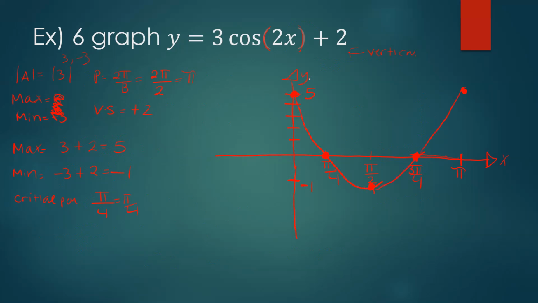So this is one cycle. If you wanted to label this point, this is 0, 5. This is going to be pi fourth, 0. This is going to be pi half, 0. This point here is going to be 3 pi fourth, 0. Then this is going to be pi, 5. Okay. So I guess that wraps up for this section.